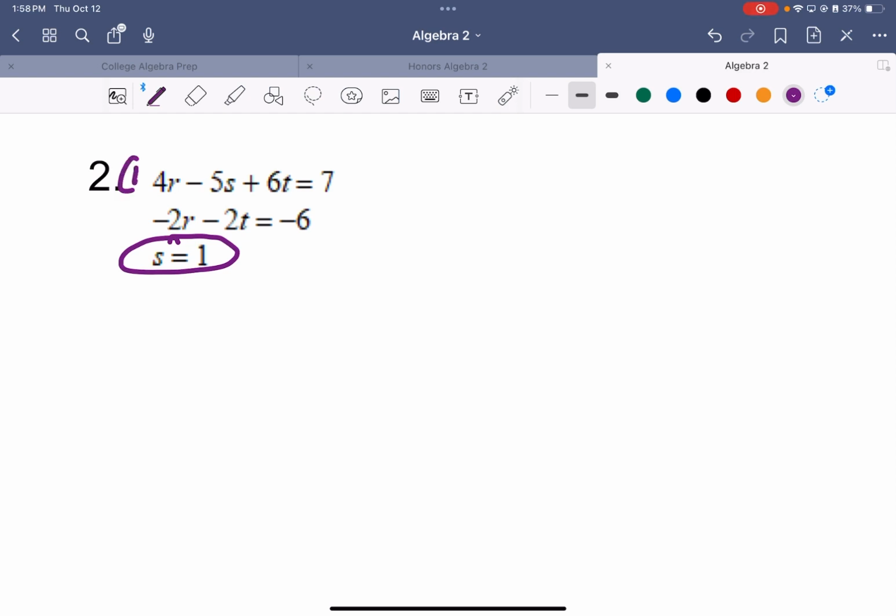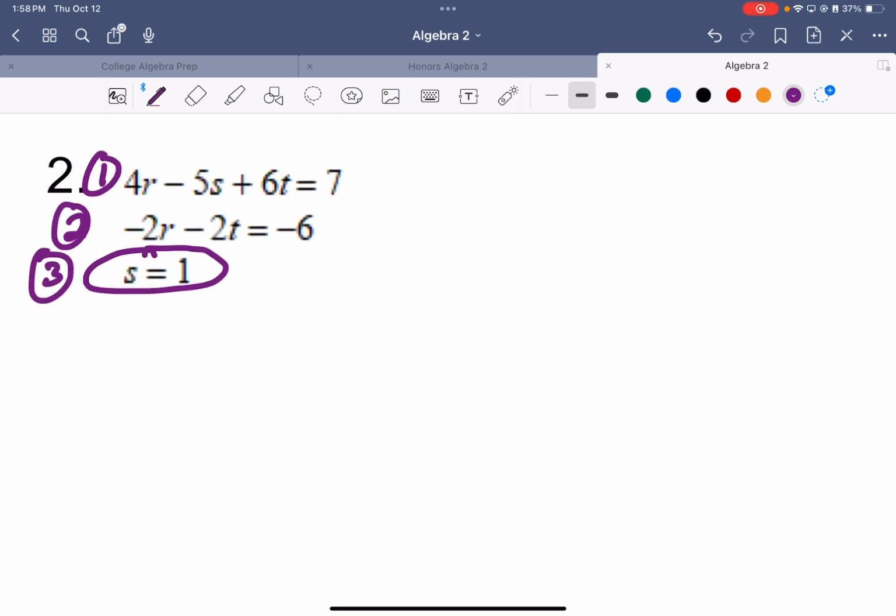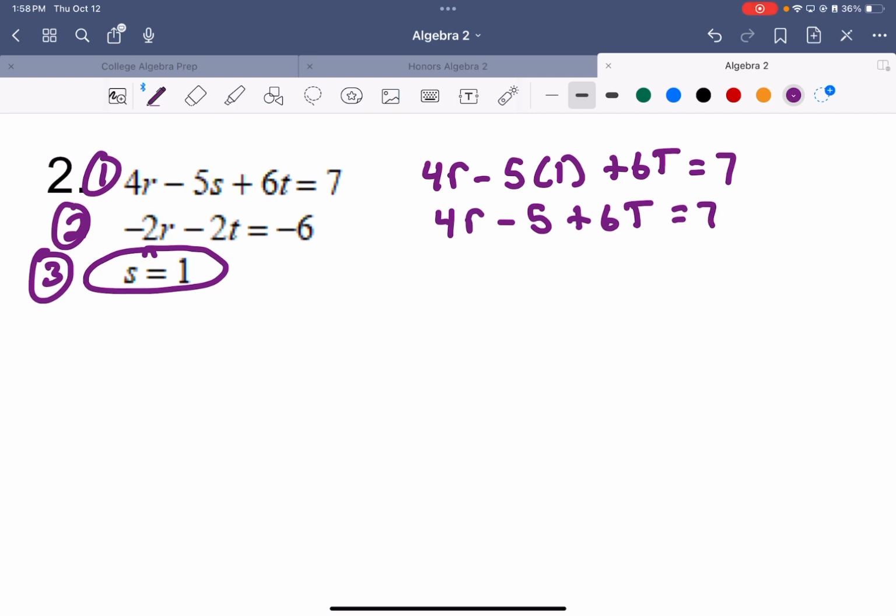So if I label these 1, 2, and 3, just to make it easy for us to say which equation, which am I going to look at first? 1, 2, or 3? 1. What am I going to substitute in there? The s value, that's 1, right? Okay, so we're going to do that. So that's 4r minus 5 times s, which was 1, plus 6t is equal to 7. So that's 4r minus 5 plus 6t is equal to 7.